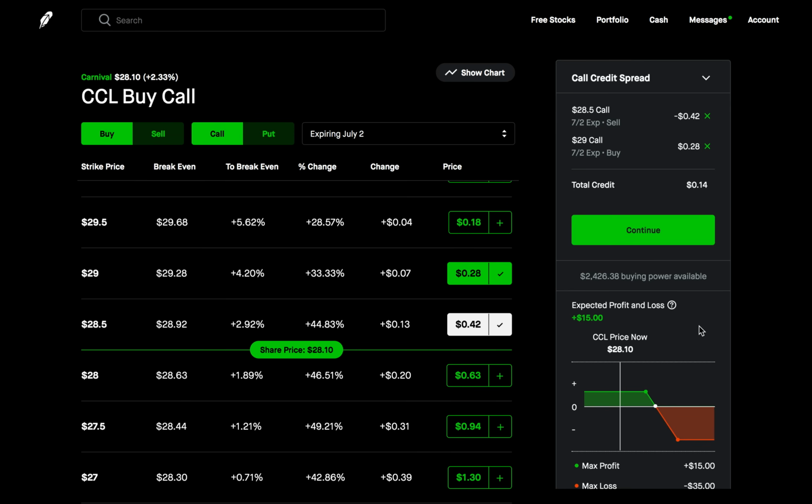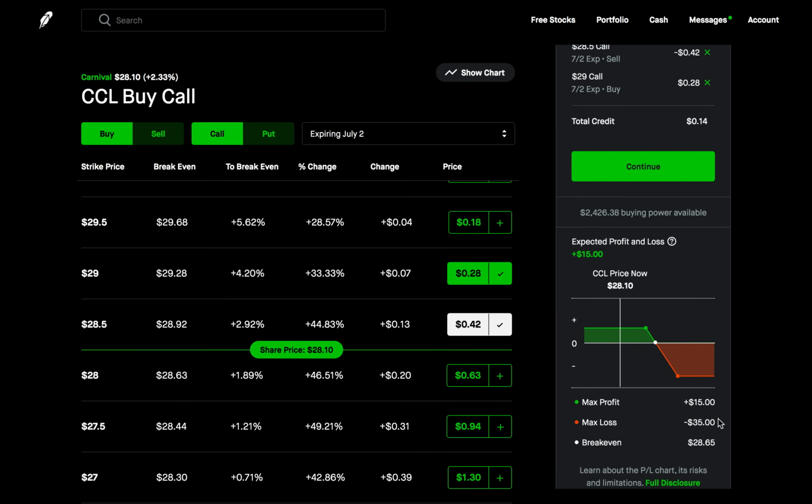Now, the problem with this is that if we take a look down here, our max profit is $15. Our max loss is $35. You're risking $35 to make $15. So your risk is more than double what your max profit can potentially be. It's not really a great risk to reward ratio in my opinion.